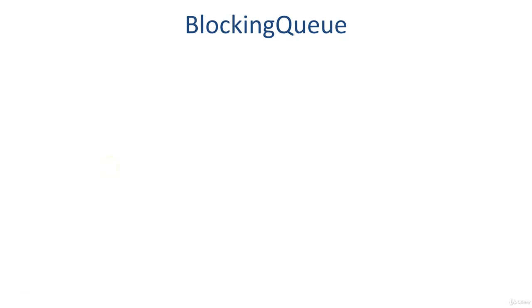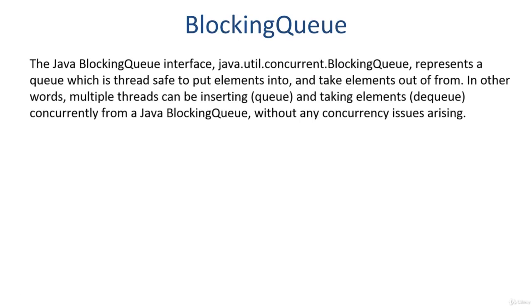In this video, we'll talk about Java blocking queue. Java blocking queue is called blocking because if there is no item available in the queue, then the calls will be blocked. So Java blocking queue is an interface, and java.util.concurrent.BlockingQueue represents a queue which is thread safe to put elements into and take elements out from. In other words, multiple threads can be inserting and taking elements concurrently from a Java blocking queue without any concurrency issue.